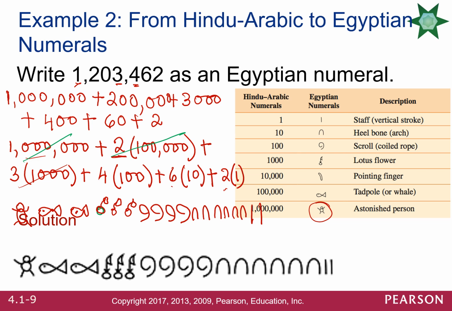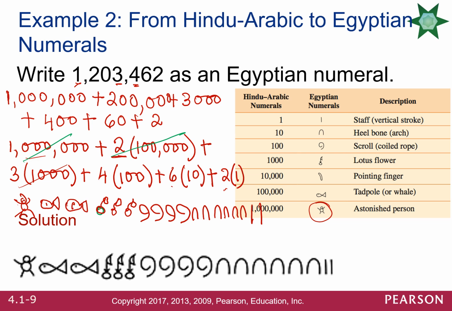All right, so let's see if that matches with what they got here. And I'm going to just redraw this because this writing has come over. So we have the astonished man. We need two tadpoles. All right, we need two tadpoles.